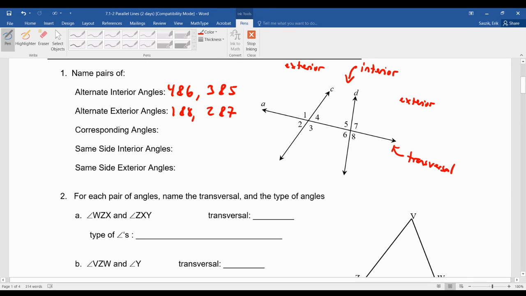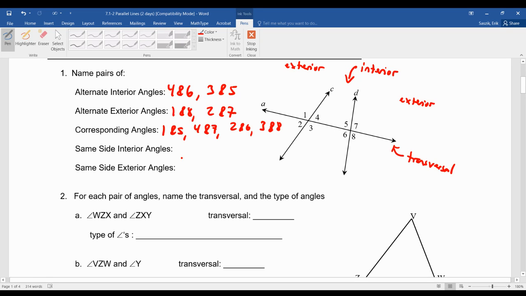Now corresponding angles are angles that are in the same spot. So you see how angle 1's like in the northwest? That means it corresponds to angle 5 because it's in the northwest quadrant too. So here you have 4 pairs. You have 1 and 5. You have 4 and 7. You see how they're in the same spot? 2 and 6. 3 and 8. Okay, those are all corresponding angles.